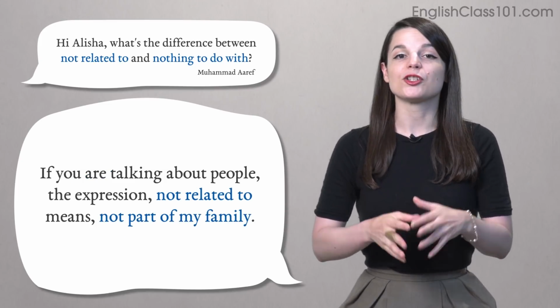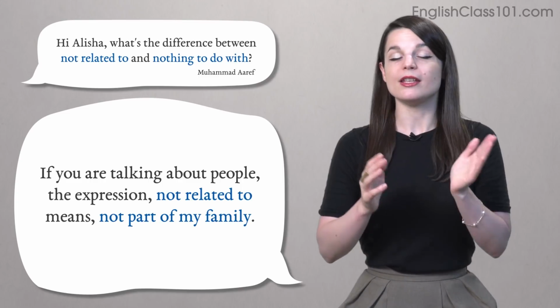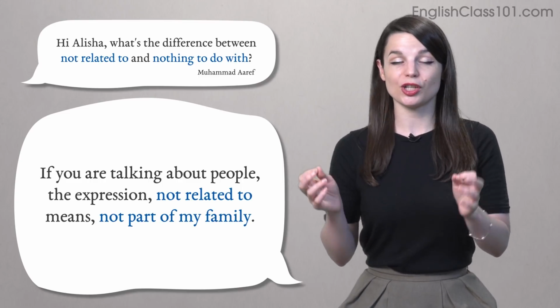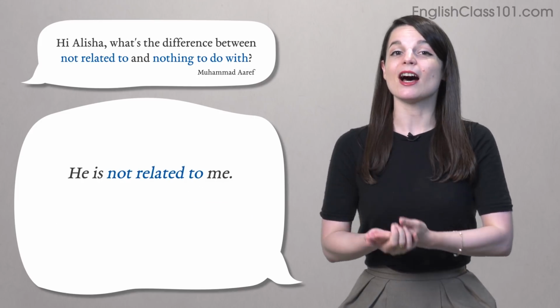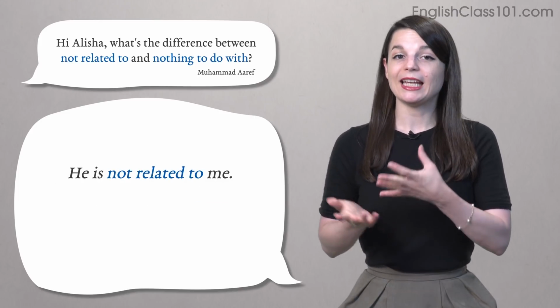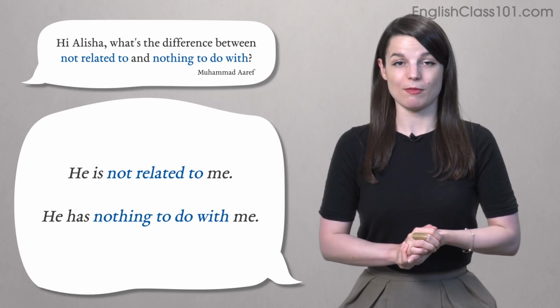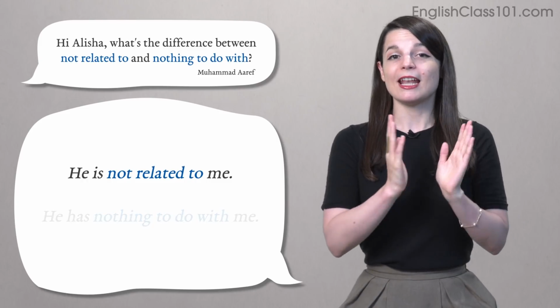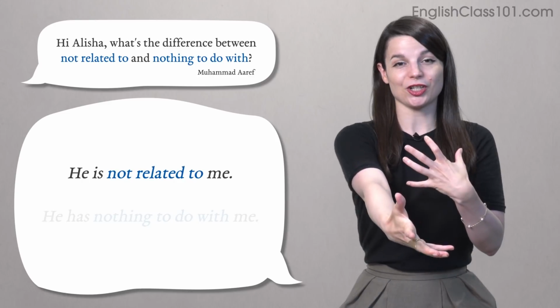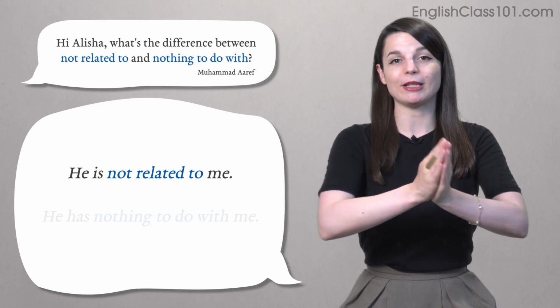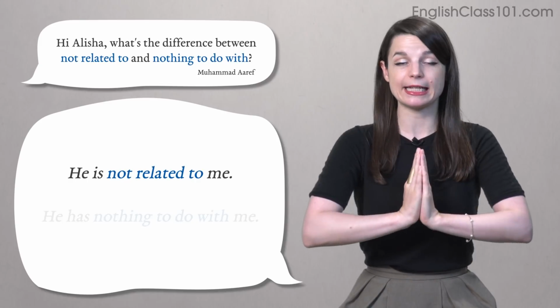If, on the other hand, you're talking about people, not related to and nothing to do with are very different. For example, he is not related to me. He has nothing to do with me. In the first part, not related to, it refers to no family connection with me. He has no family connection with me. He is not related to me.